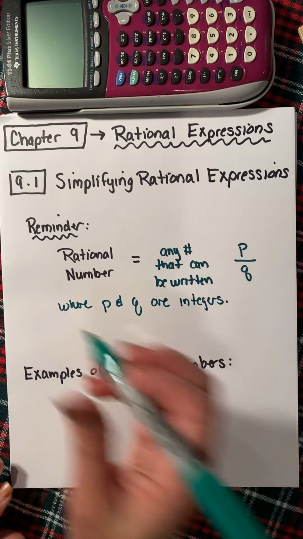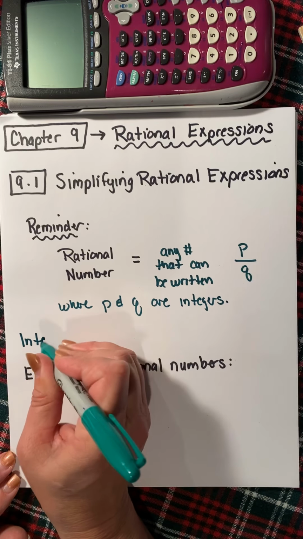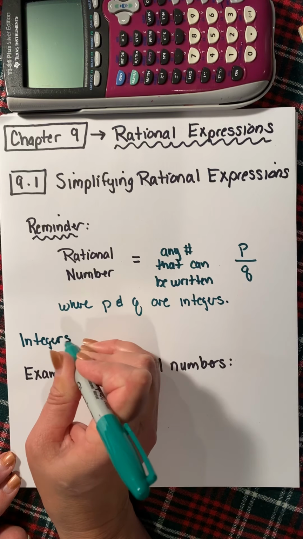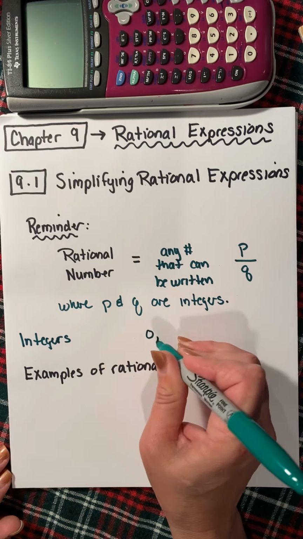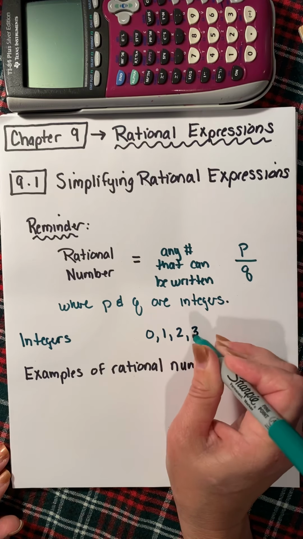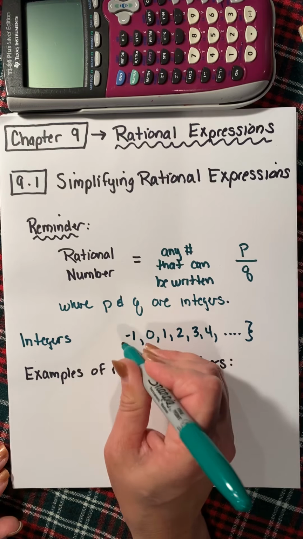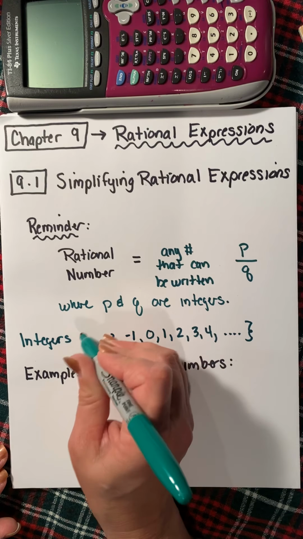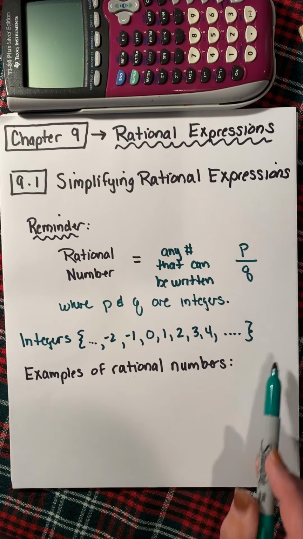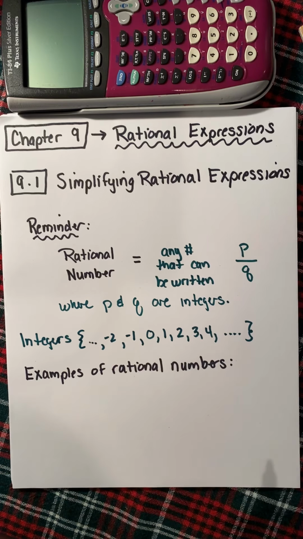Okay, and a reminder what an integer is. Integers are your counting numbers, 0, 1, 2, 3, 4, forever. But they're also their negative counterparts, -2 forever. So it's all your positive counting numbers and all your negative counting numbers and 0.